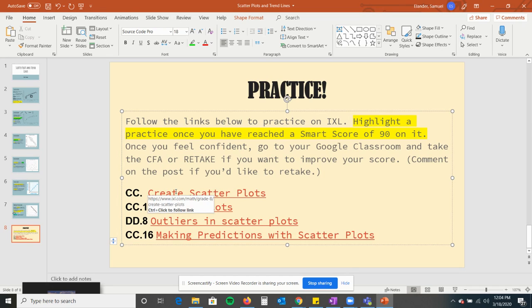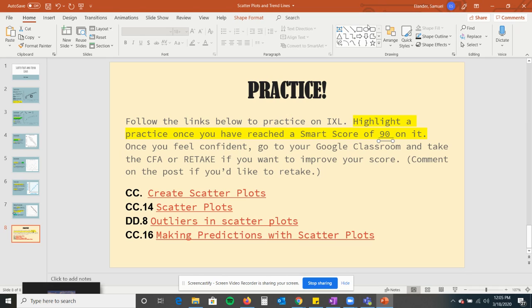So these should have hyperlinks. If you are in the PowerPoint, you can just press Control and then click on here, and it'll take you to the practice set. I'll show you that. You are going to try to get a SMART score of 90 on each of these, okay? A SMART score of 90 on each of these.